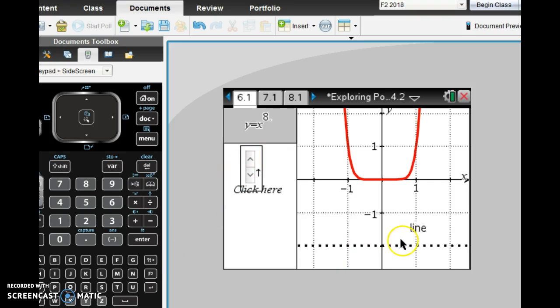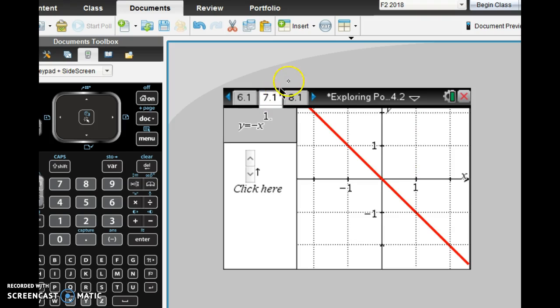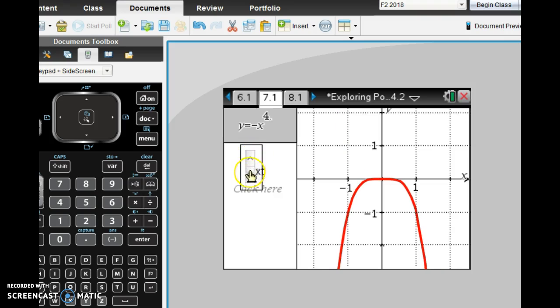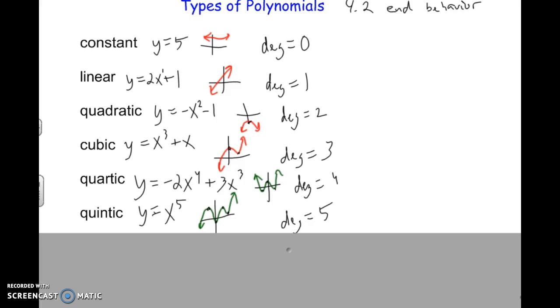Can you see the pattern here? If you put a negative in front of the function, it reverses the pattern. So it starts up and goes down. Negative x squared goes down, down. Negative x cubed goes up, down. So there's really four cases when it comes to end behavior.